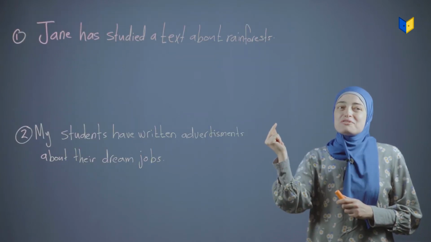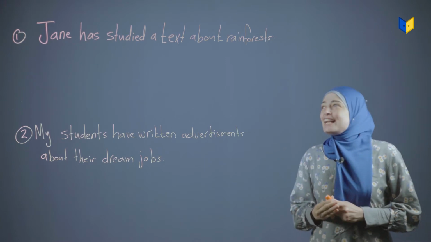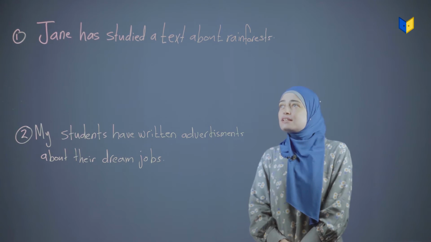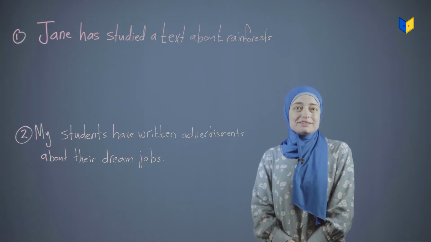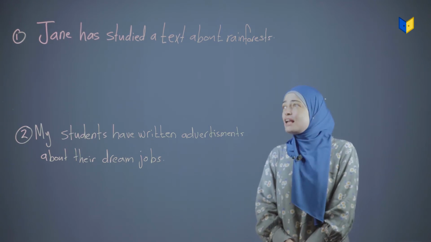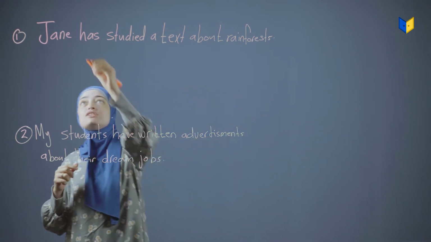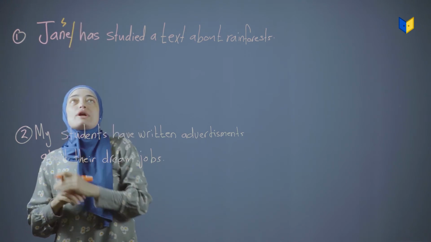Okay, they are my sentences. Can you see them? Yes. Let me begin with the first one. Jane has studied a text about what? Rainforests, right? Now, could you help me? Yes. Where is the subject? It is Jane, right? Okay.